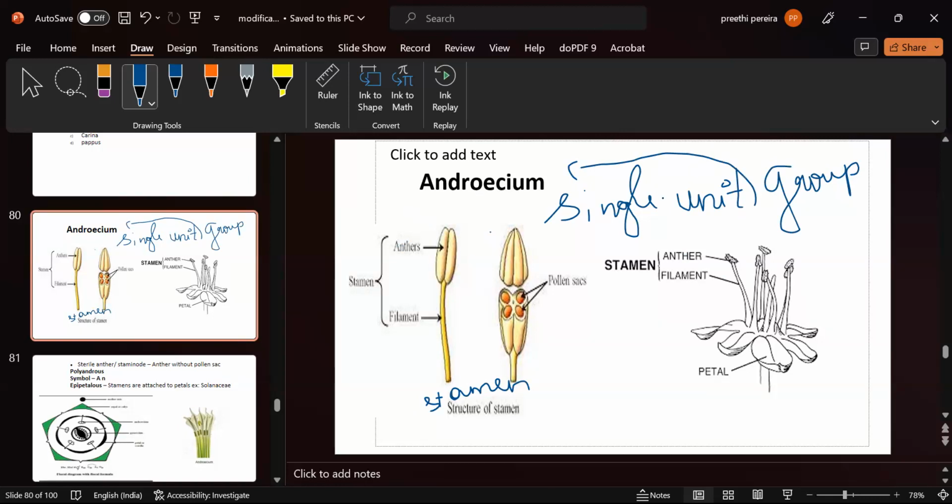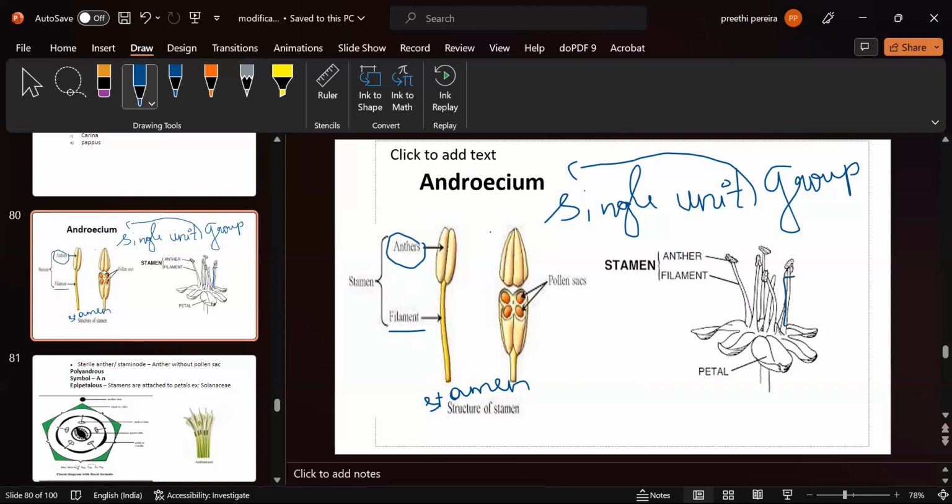So a group of stamens is known as androecium. A single unit of androecium is a stamen. A stamen is divided into two parts. The lower one, which is attached to the thalamus, is known as the filament, and it is sterile. And the upper one, you can see two lobes are there, and this is the anther. Inside the anther you have pollen sacs, and inside the pollen sacs you'll be getting the pollen grains.